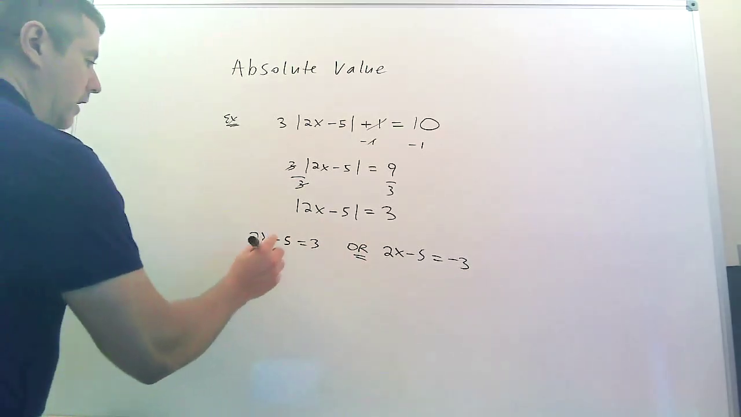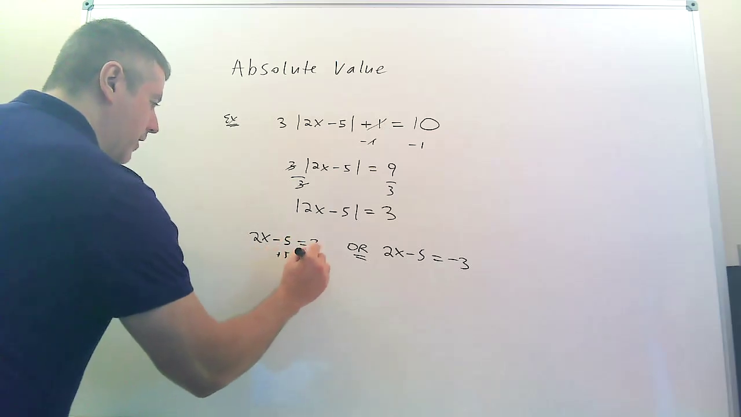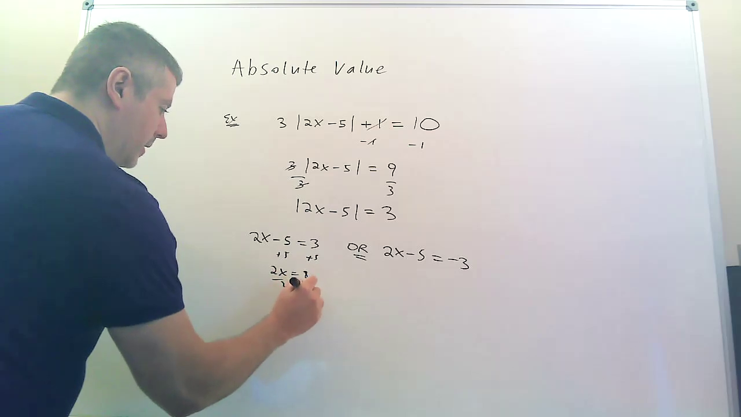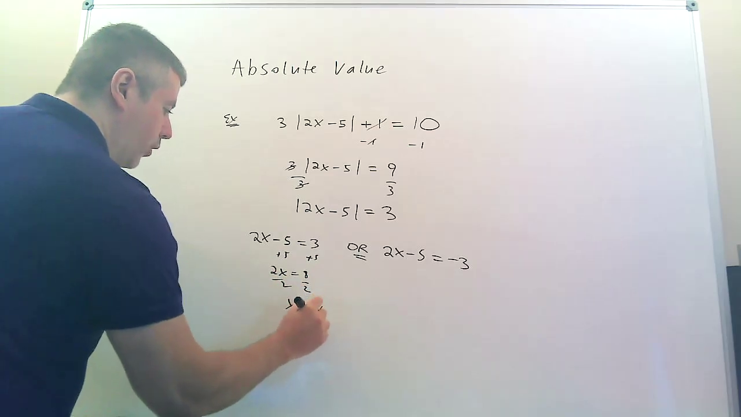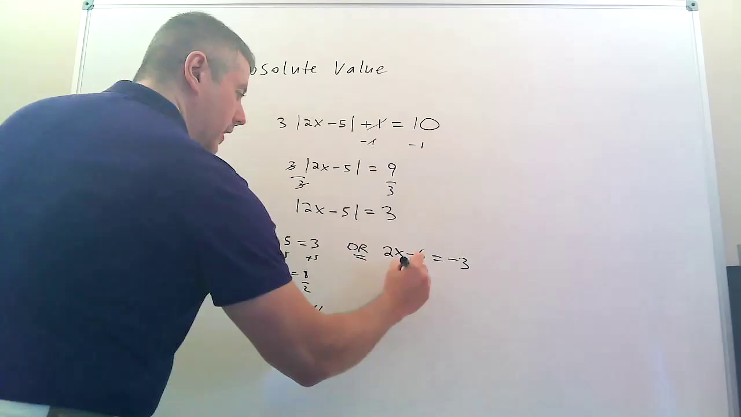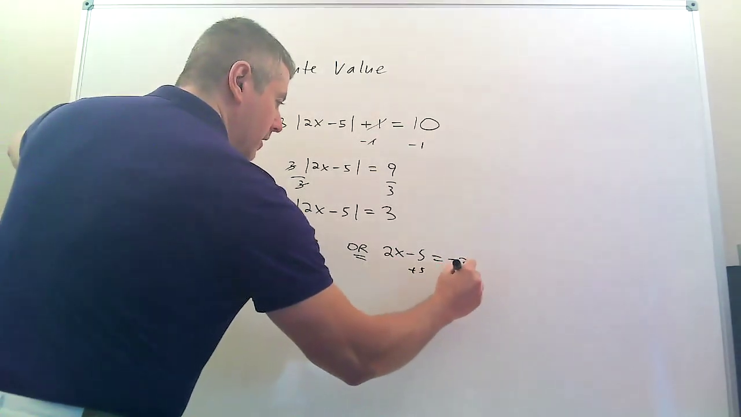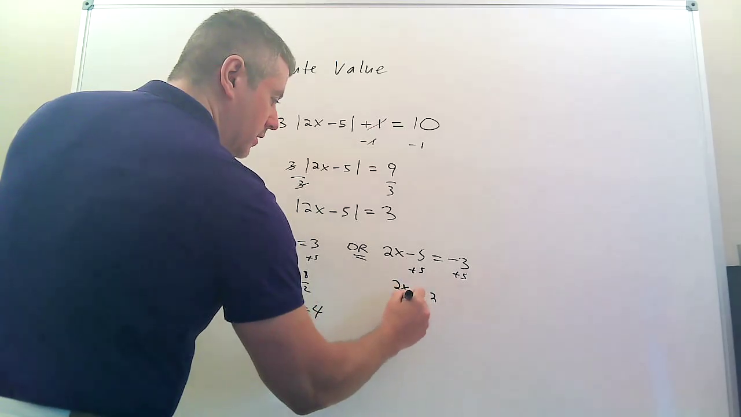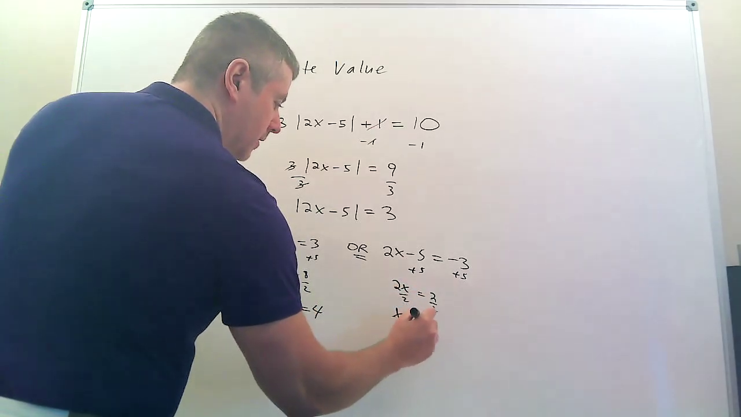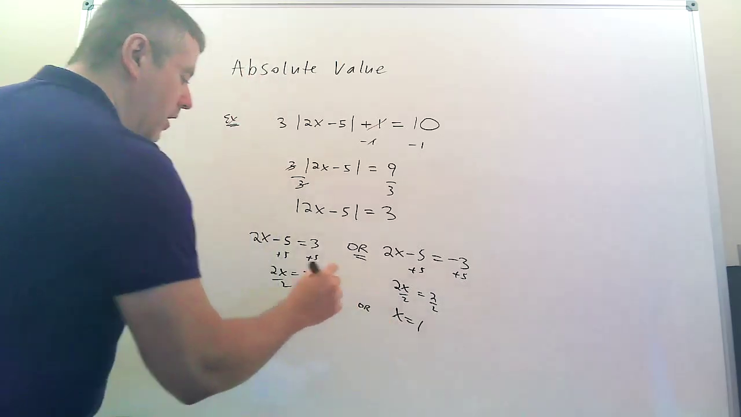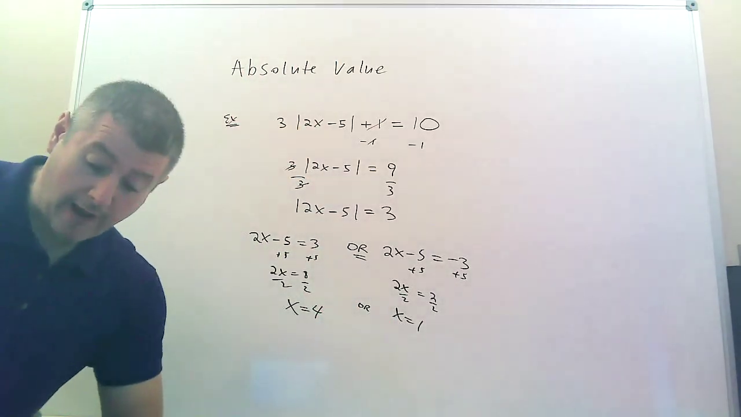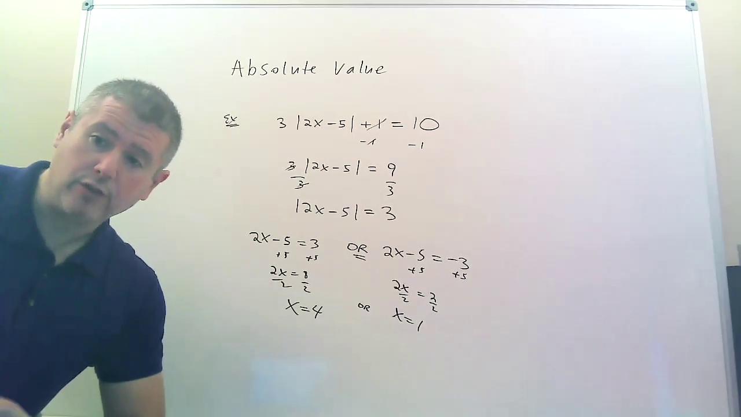So now I need to solve. This is fourth grade math here. Add 5, get 2x equals 8. Divide by 2. So that means that x could be 4. Or, and again, I'm going to add 5 on this side, 5 take away 3 is 2. So then divide, and that means that x could be 1 also. So either of those numbers, if you put them back in the original, will have the correct distance to zero. That's all you're looking for is the distance.